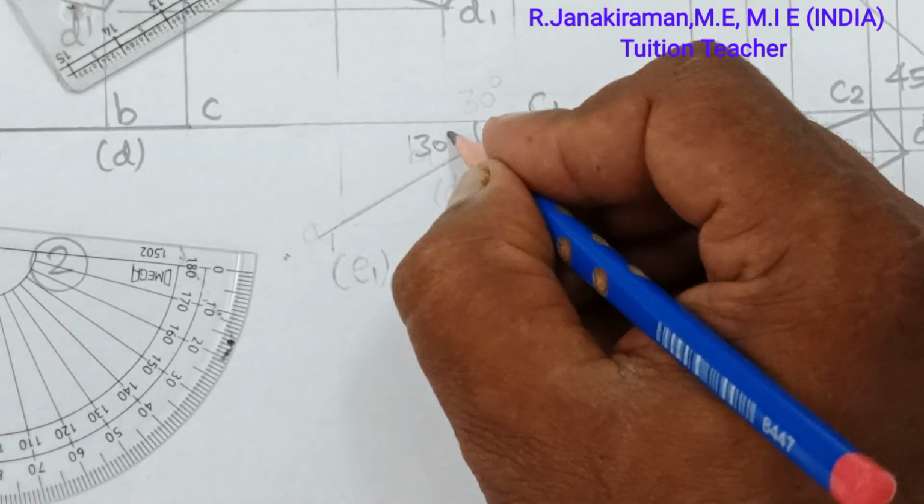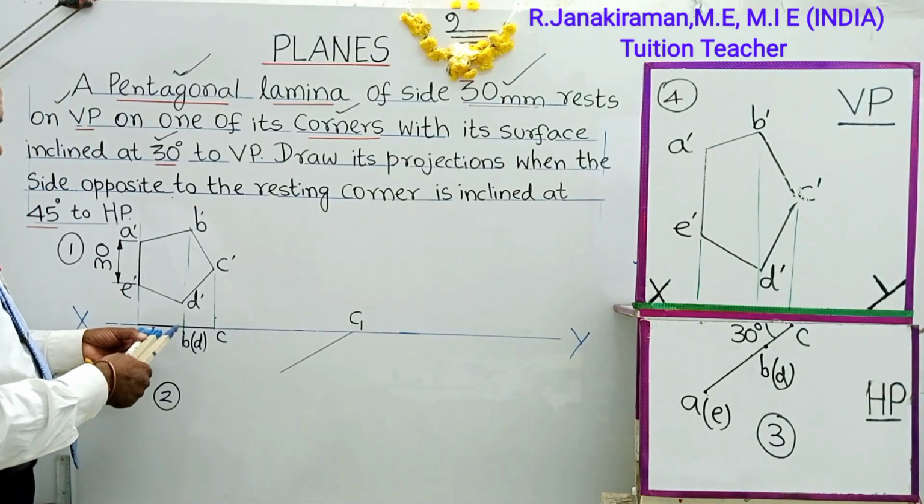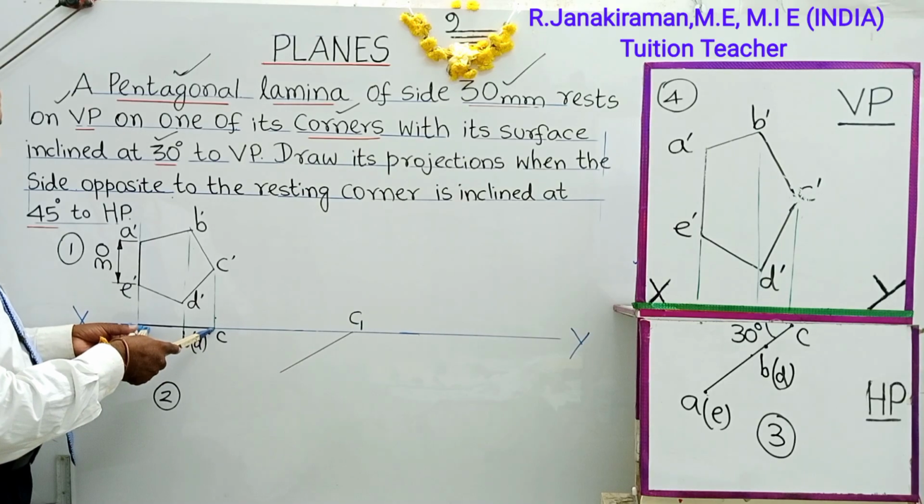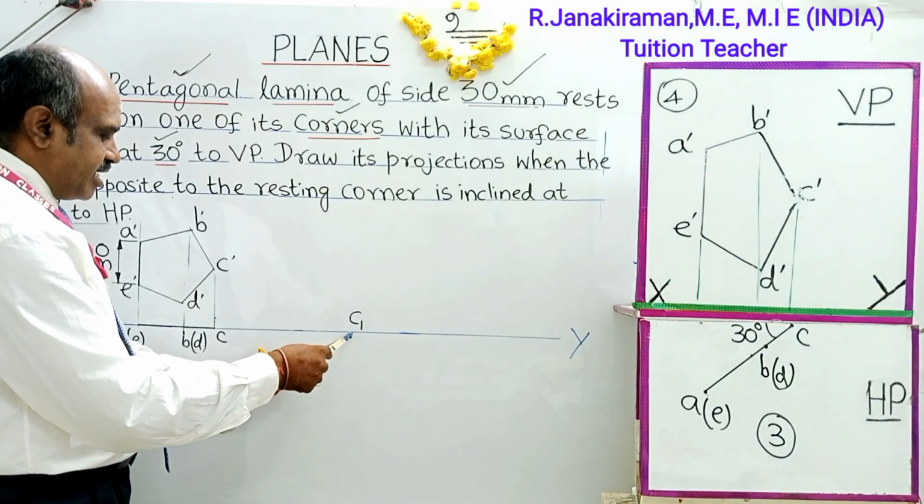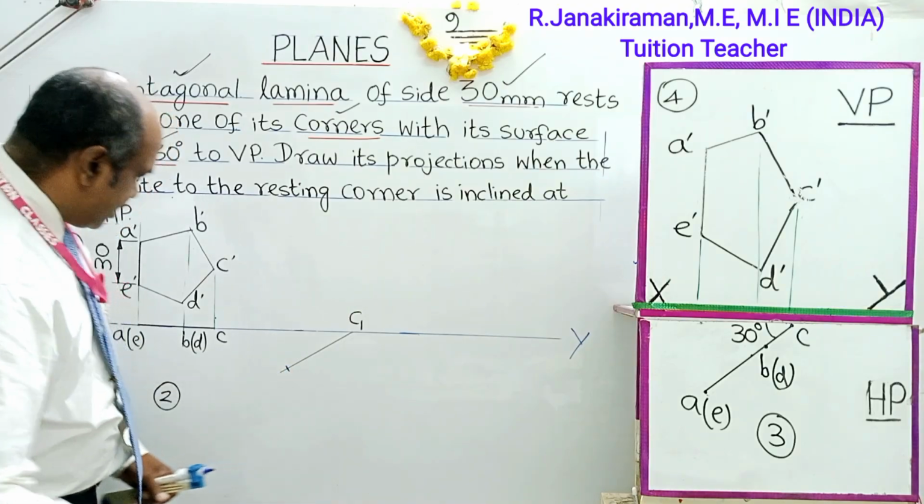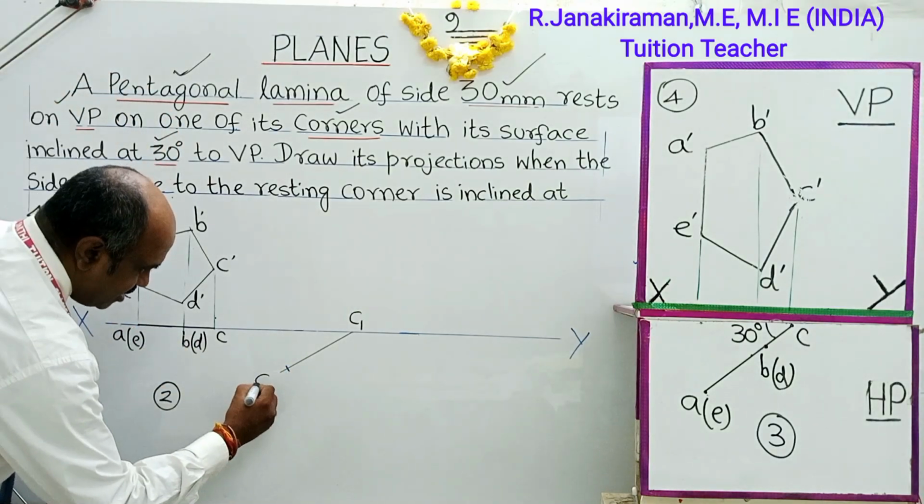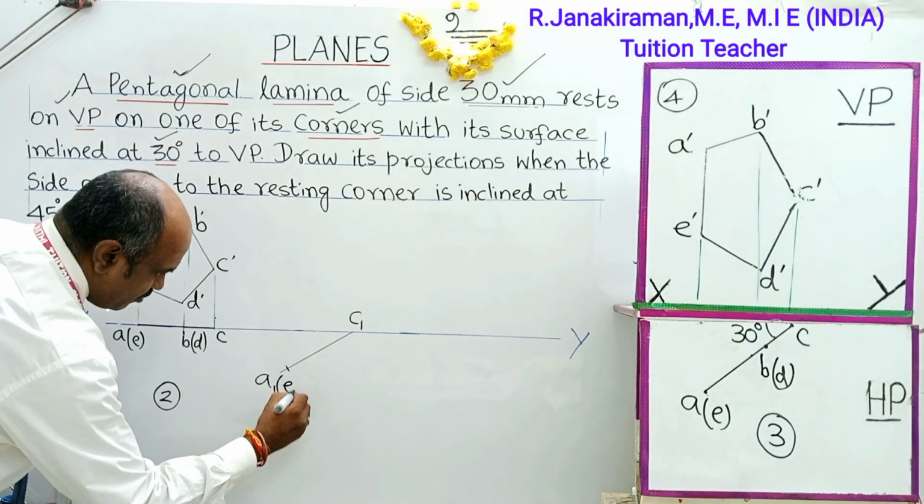Understand? So next I will take the distance from the previous topic. Take the distance with C as center. Cut an arc on this inclined line. It cuts it here. This point shall be marked as A suffix 1 (E suffix 1).